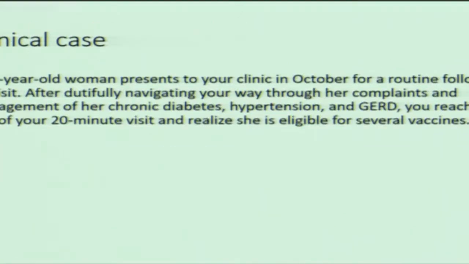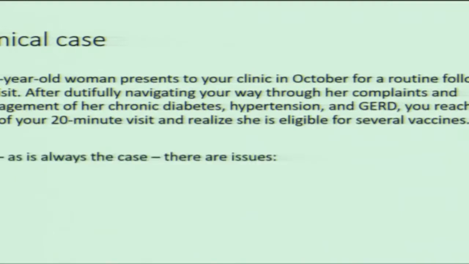So I wanted to start out with a clinical case just to frame my discussion, and that was advised by the Grand Rounds Committee. This is a common bread and butter case that I'm sure all of us encounter all the time in our clinics. A 65-year-old woman comes to your clinic in October for a routine follow-up. You dutifully navigate your way through her many complaints, her chronic diabetes, hypertension, GERD, and at the end of that 20 minutes, you realize that she's eligible for several vaccines.